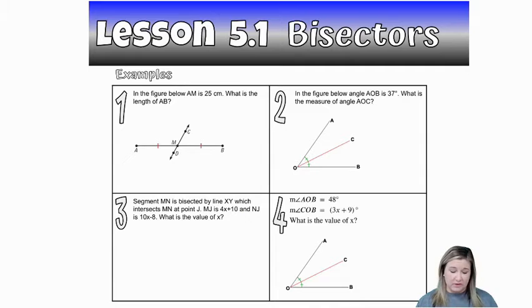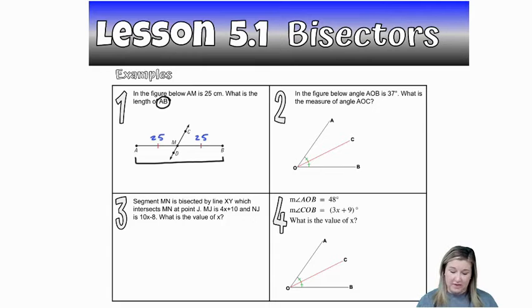So let's take a look at this as far as examples go. So below we have AM is 25, and then what's the length of AB? So just go ahead and labeling this. So A to M is 25, which means M to B is going to be 25 as well. And this is asking for A to B. What is the length of AB? So all the way from here to here.